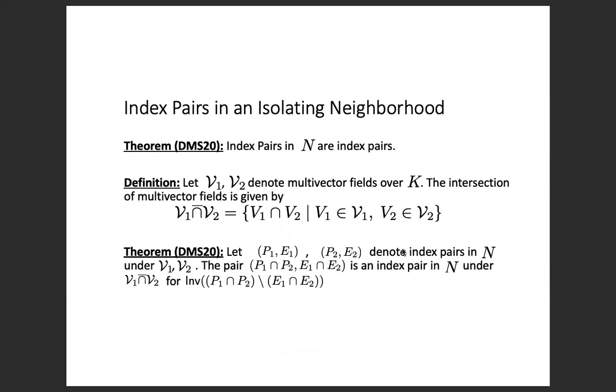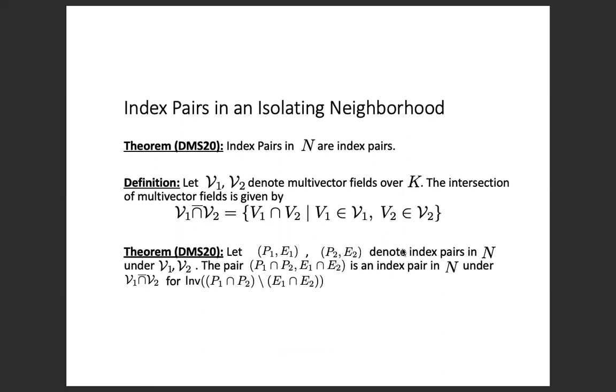But if we have 2 multivector fields over K, then we can define an intersection multivector field by taking a multivector. Say we have V1 and V2, which are multivector fields. We take each multivector in V1 and each multivector in V2, and we intersect them. That gives us a new multivector field over K.